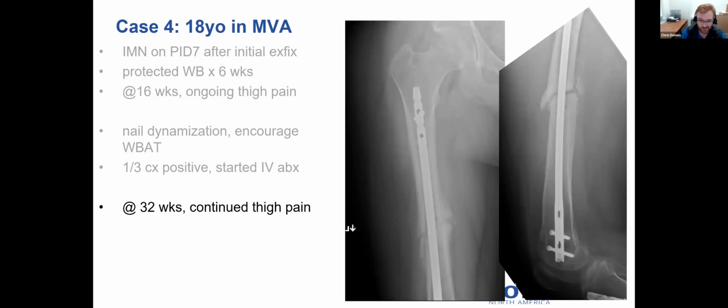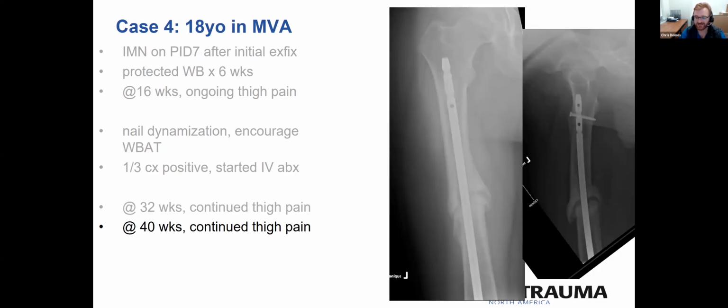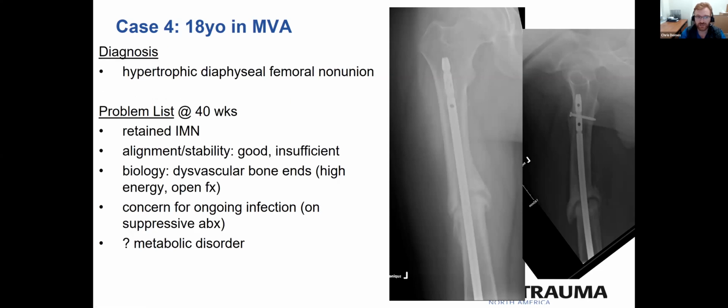But at 32 weeks, okay, we'll give it a little bit more time. 40 weeks, still hasn't healed, still having high thigh pain. You can see though that the interlock proximally did move. He did compress, and he also changed his fracture. What does he have now? It looks way more hypertrophic to me than really oligotrophic.